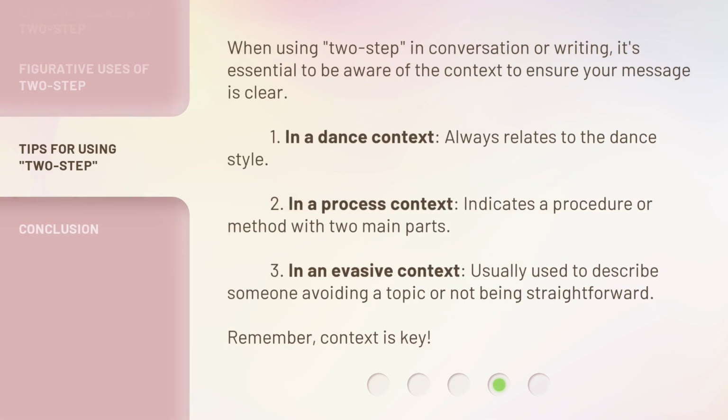When using two-step in conversation or writing, it's essential to be aware of the context to ensure your message is clear. 1. In a dance context, it always relates to the dance style. 2. In a process context, it indicates a procedure or method with two main parts. 3. In an evasive context, it's usually used to describe someone avoiding a topic or not being straightforward. Remember, context is key.